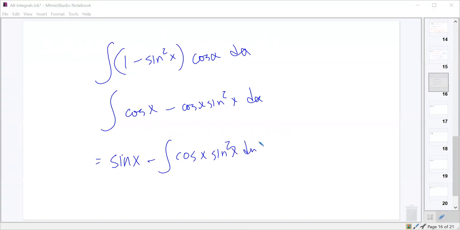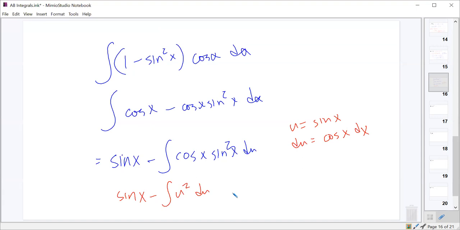So I'm not sure who was saying this, but then we would just let u equal sine x and du would be cosine x dx. So if we wanted to do the distributing, we could have done that. And then we'd have sine x minus the integral of u squared du, or sine x minus u cubed over 3 plus our constant, which we would know would be the same: sine x minus sine cubed x over 3 plus our constant.